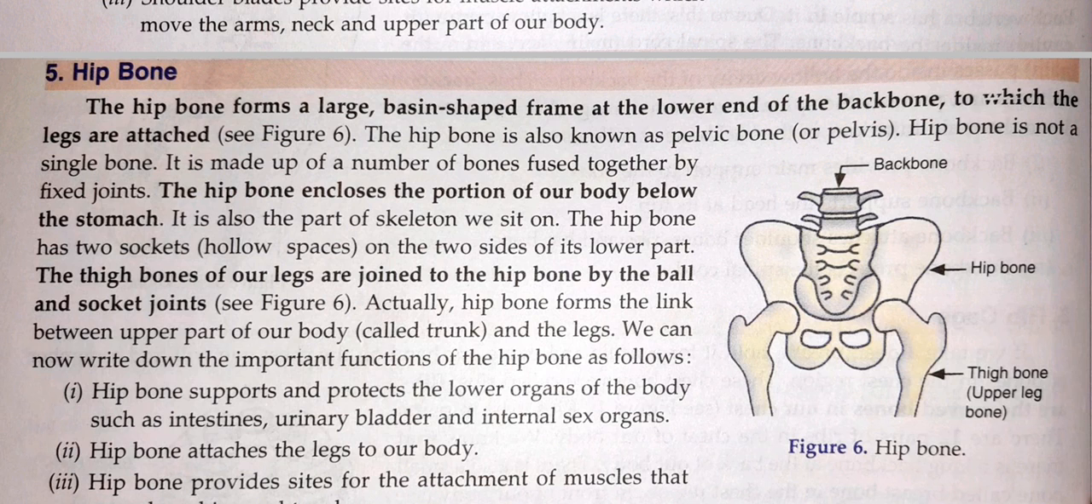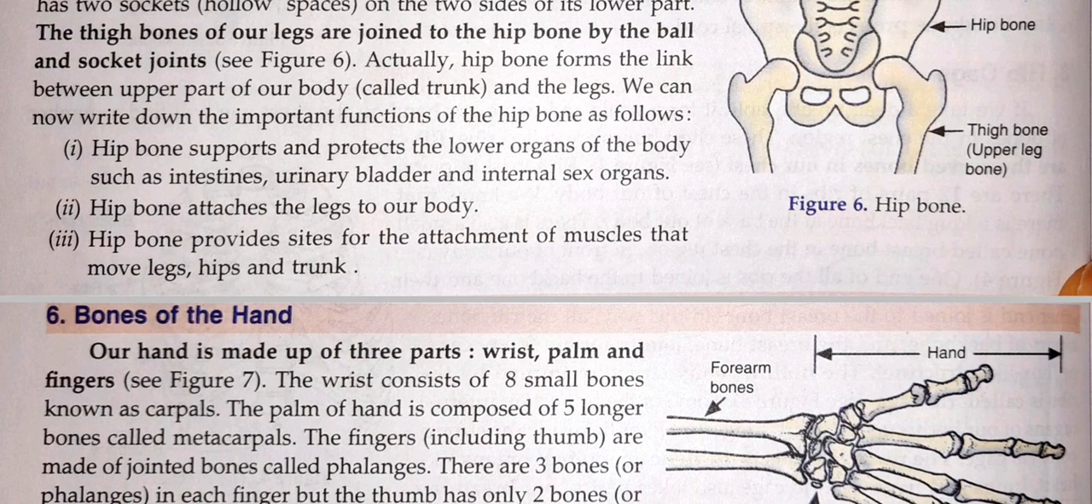We can now write down the functions of the hip bone as follows. Hip bone supports and protects the lower organs of the body such as intestine, urinary bladder and internal sex organs. All those internal organs are supported by the hip bone. Hip bone attaches the legs to our body. Hip bone provides sites for the attachment of the muscles that move legs, hips and trunk.